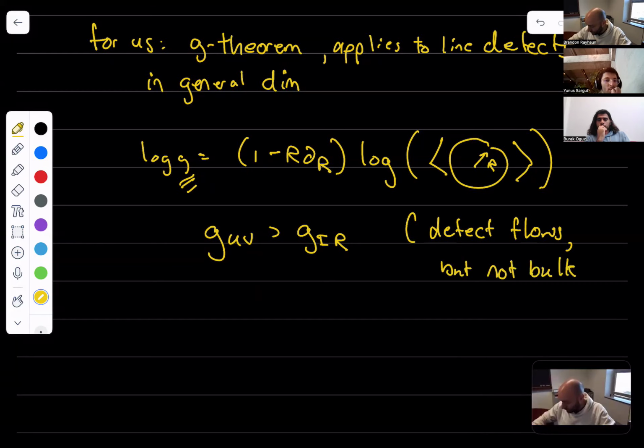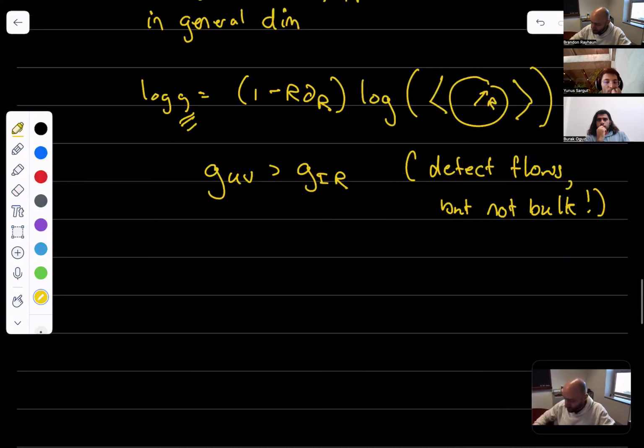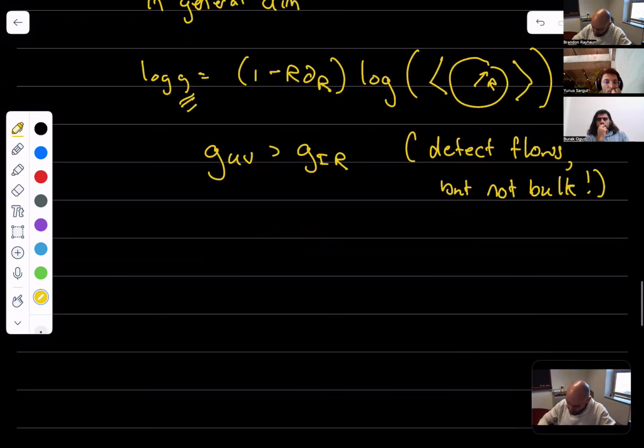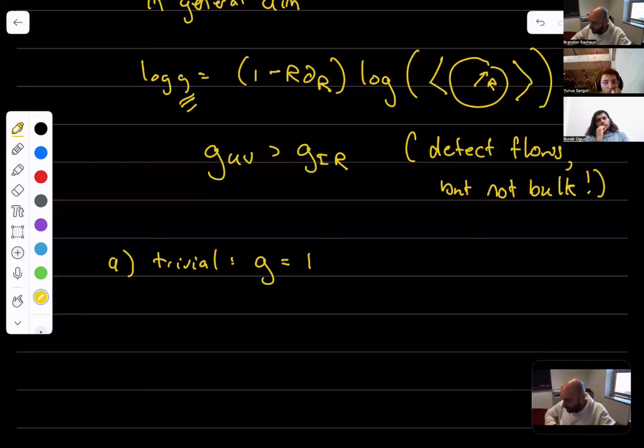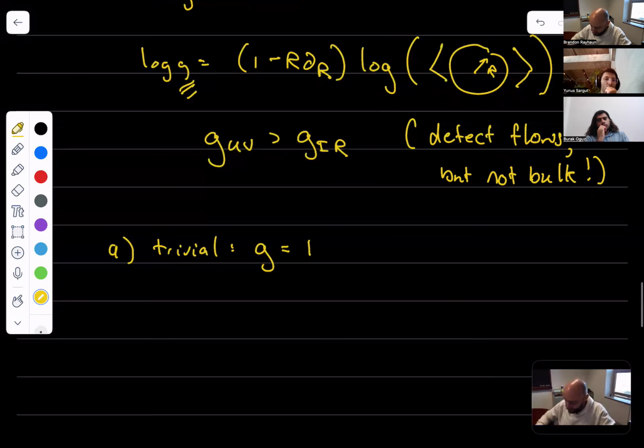So the bulk is some fixed CFT throughout the problem. Just want to stress that. So for example, let's go through those various scenarios and say what G can be. For a trivial defect, which is just the identity operator, the G function is simply 1. In that case, the expectation value, well, I think that's pretty self-explanatory.